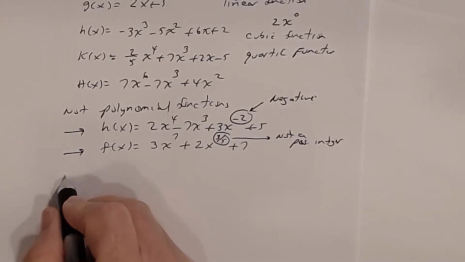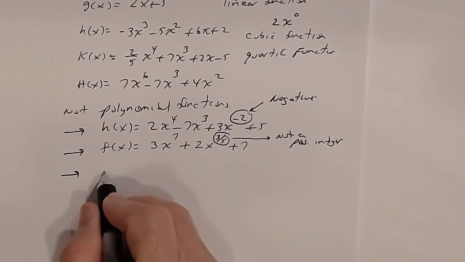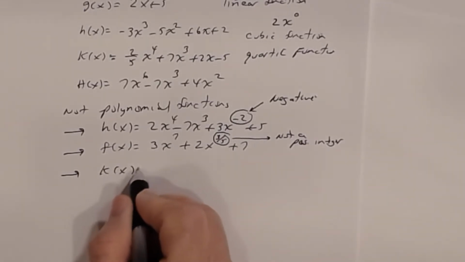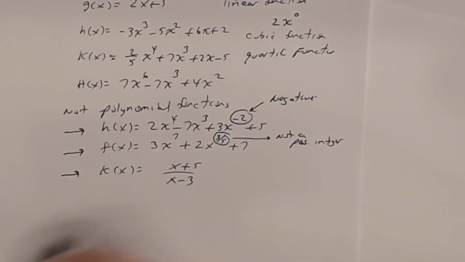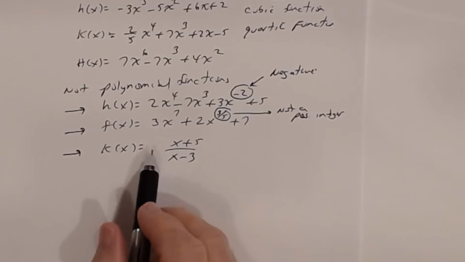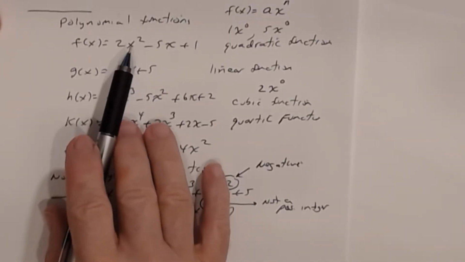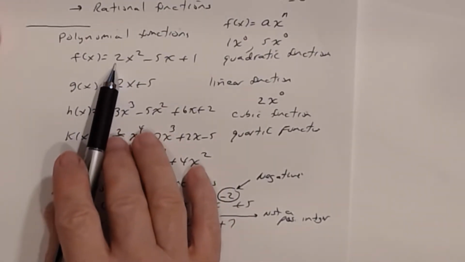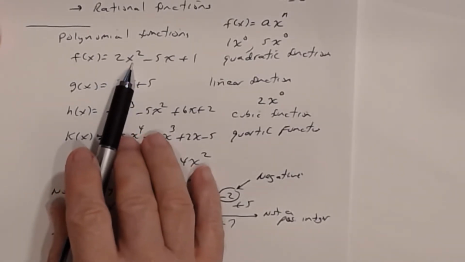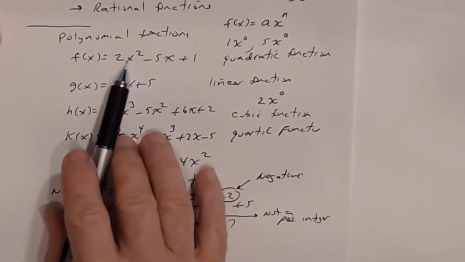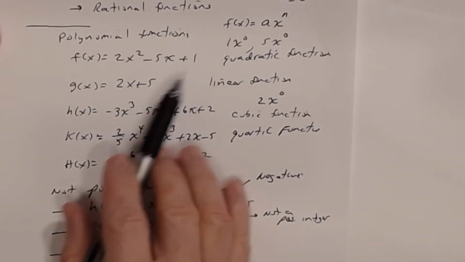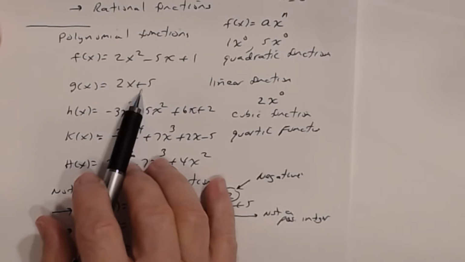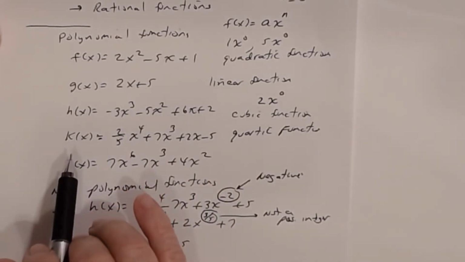Okay, and then another one would be something like this. Let's suppose we had k of x equals x plus 5 divided by x minus 3. Now, notice that in these polynomial functions, when we first talked about this, I said that if you look at the denominators, all these terms are being divided by 1. 2x squared divided by 1, negative 5x divided by 1, 2x divided by 1, 5 divided by 1, and so on. Okay?